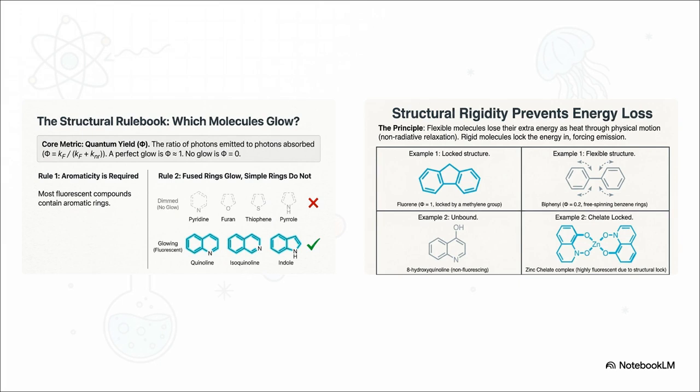So what exactly makes a molecule score that perfect 1? One word, rigidity. A highly efficient molecule like fluorene acts like a locked vault. It has these tightly fused aromatic rings locked together by chemical bonds. Because it physically cannot bend or vibrate, it's literally forced to release its extra energy as light. But then look at a flexible molecule, like biphenyl. It acts more like a wobbly spring. It takes that same excitation energy and just jiggles it away through physical motion. The energy is wasted as useless heat instead of beautiful light. Basically, structure absolutely dictates the light.